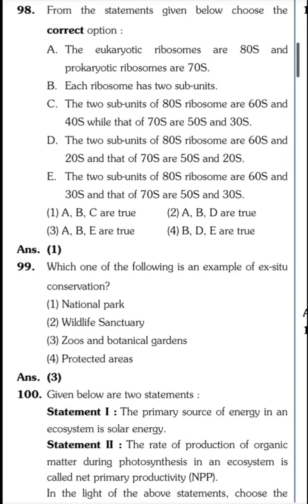Which one of the following is an example of ex situ conservation? National park, wildlife sanctuary, zoos and botanical garden, protected area. Ex situ means it is in artificial conditions, not in natural conditions. So the answer, see, national park, wildlife sanctuary, protected areas, they are all natural in situ conservation. Zoos and botanical gardens are ex situ conservation. Third one, zoos and botanical gardens are the answer.